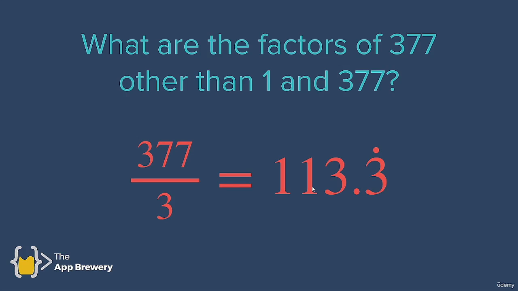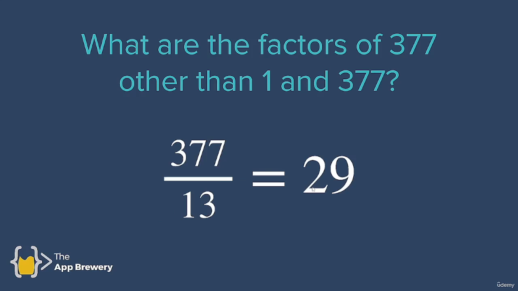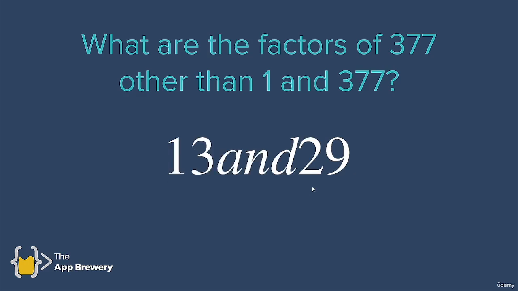And you might go through this process for a long time, tediously, going through number by number. Well, then you might arrive at the point where you divide 377 by 13 and you end up with 29. So 13 and 29 are the answers to this question. They are the only factors of 377 other than 1 and 377.